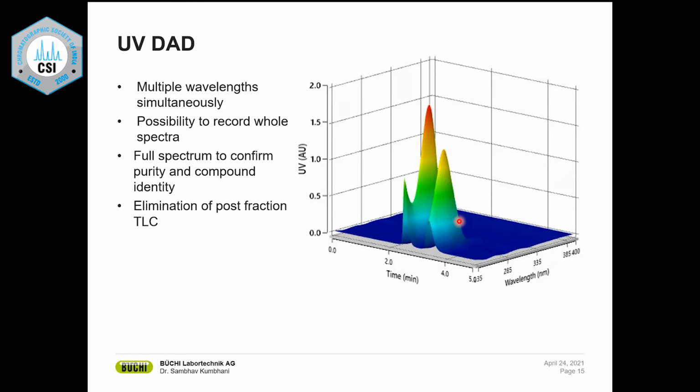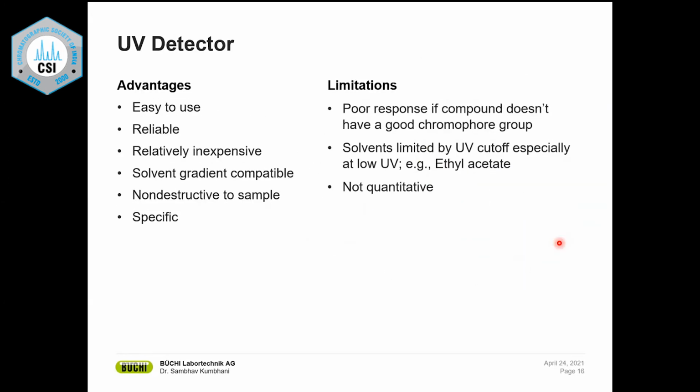And of course, if you have unknown compounds that you are not expecting, you can find the lambda max of those compounds using this DAD detector as well. So next time you can use that wavelength to separate that compound. Some of the major advantages, like I mentioned: it's easy to use, extremely reliable, not expensive, gradient compatible, not destructive, and fairly specific in terms of chromophores. The limitation is that if it is not a chromophore, you'll lose it. You won't find out.